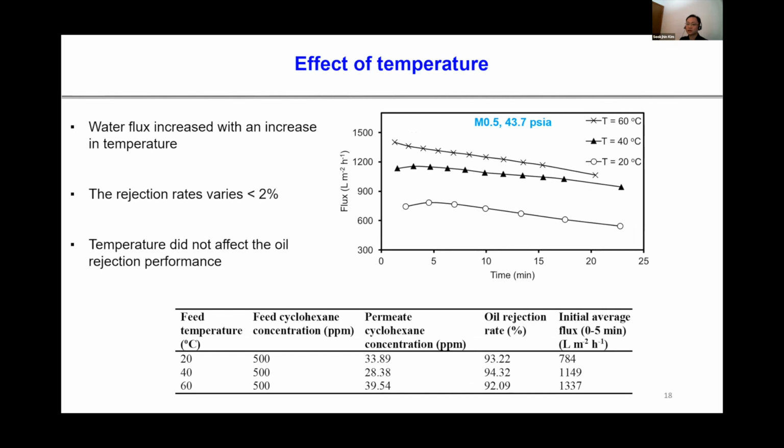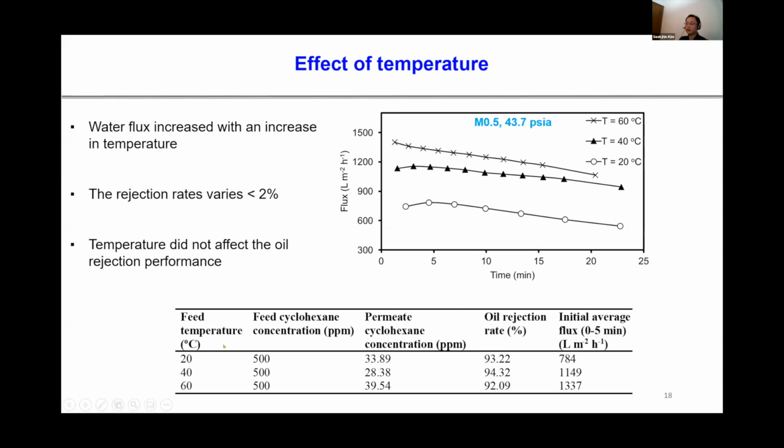Third, we investigated the effect of the temperature, and the figures show the membrane flux over time again. The literature studies show the flux increases with increasing temperature while maintaining oil rejection rate. Similar to the literature, flux in our work increased with increasing feed temperature from 20 to 60 degrees C. Flux gradually increased.